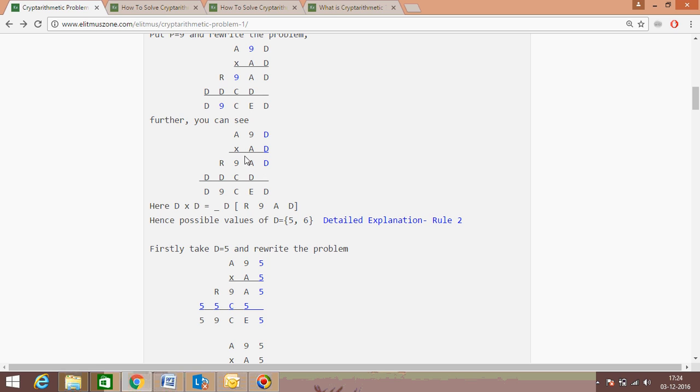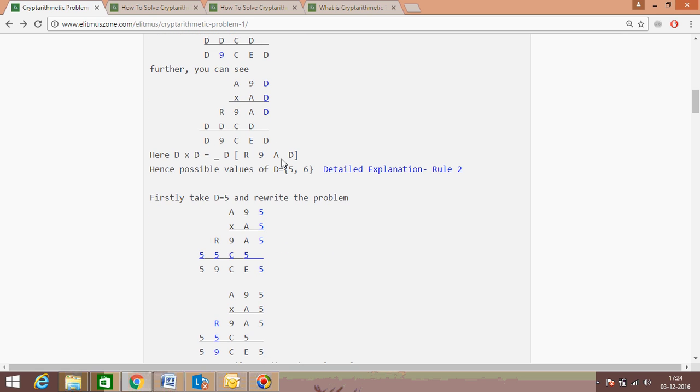Now the value of D is equal to 1 will be rejected. Why? If you take D is equal to 1 and multiply A9D with D, the resulting value will be A9D, but you have a different number here. So the value of D cannot be equal to 1. Let's think twice. Now we have only two possible values for D: either D is equal to 5 or D is equal to 6.